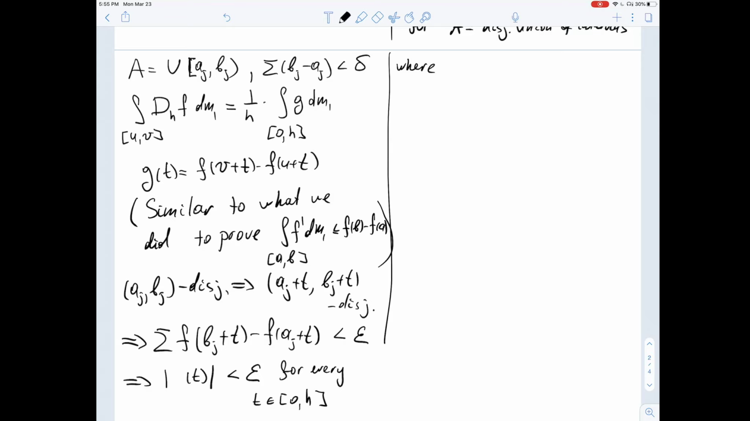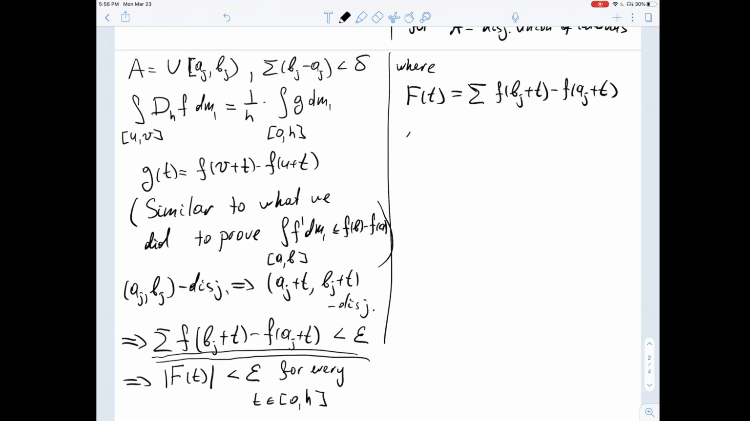I cannot use h. Let's use capital F of t, where capital F of t is equal to the sum of f of bj plus t minus f of aj plus t. Yes, so sorry, I got confused because in my notes I have g for two different things. Okay, so this is F. So why is it less than epsilon? Well, just by definition, because this is less than epsilon. And it actually doesn't depend on t.